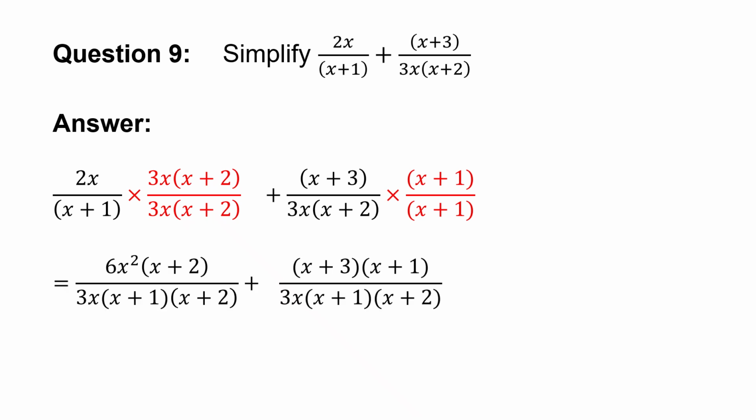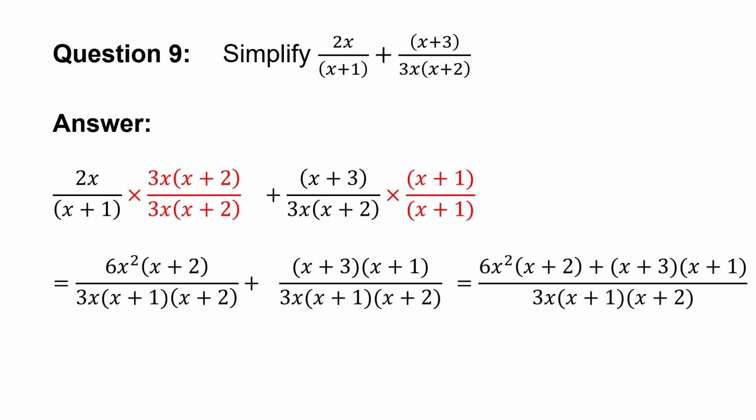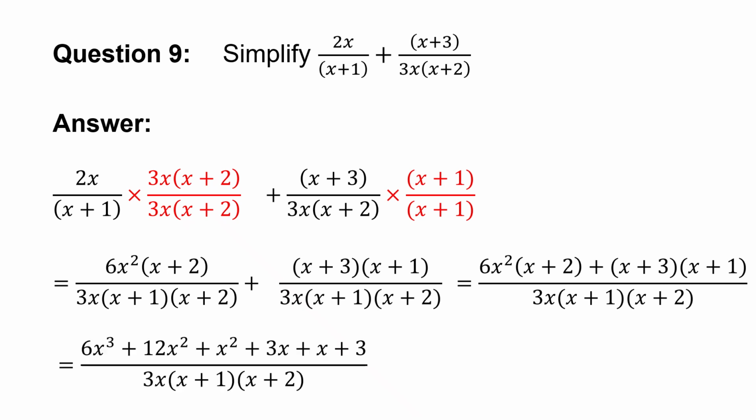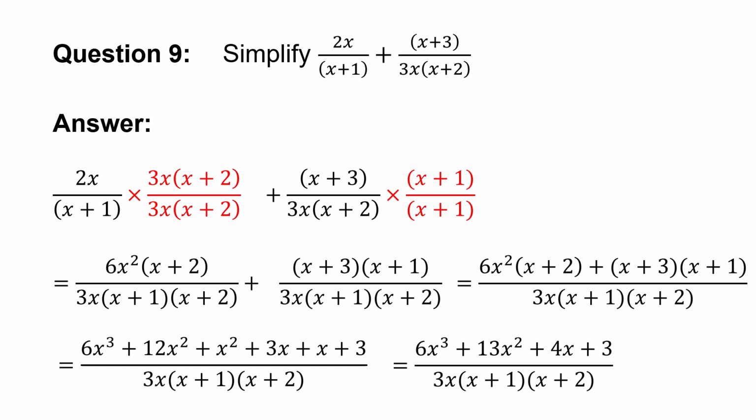When we do this, we get 6x squared times x plus 2 over 3x, x plus 1, x plus 2, plus x plus 3 times x plus 1 over 3x, x plus 1 times x plus 2. So now the denominators are the same. We can add these terms in the numerator. When we do this, we get 6x squared times x plus 2 plus x plus 3 times x plus 1, over 3x times x plus 1, x plus 2. And we can simplify the numerator now by expanding out those brackets. And when we do this, this is the answer we get.